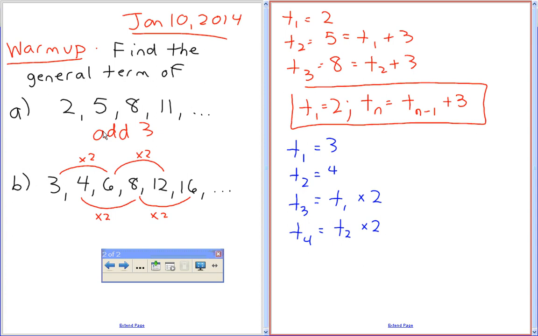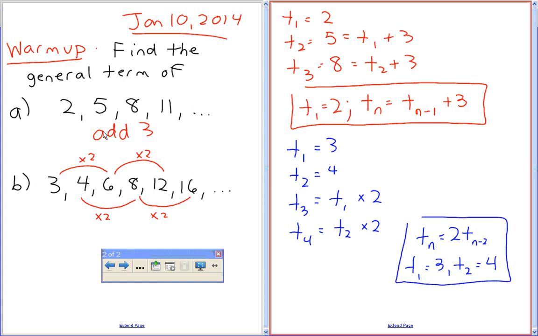All right, Jared, go. Tn equals 2 Tn minus 2. And T1 equals 3, and T2 equals 4. Okay, so let's just make sure we get what happened there. Tn minus 2 means your starting point, going back to before that, that's n minus 2.